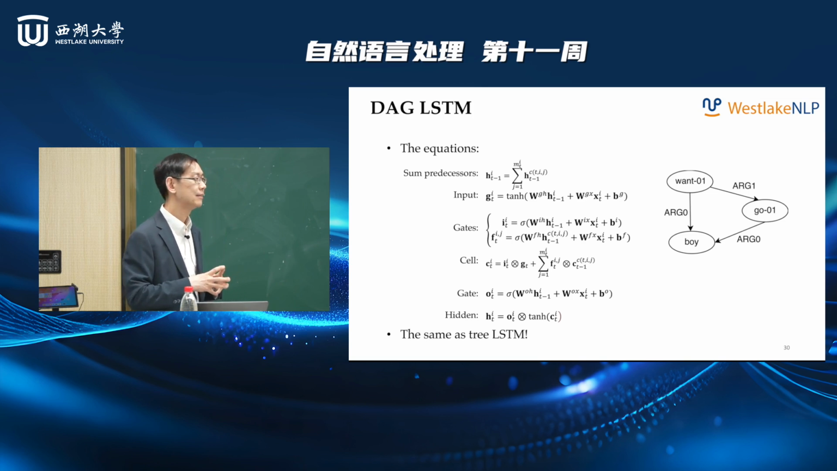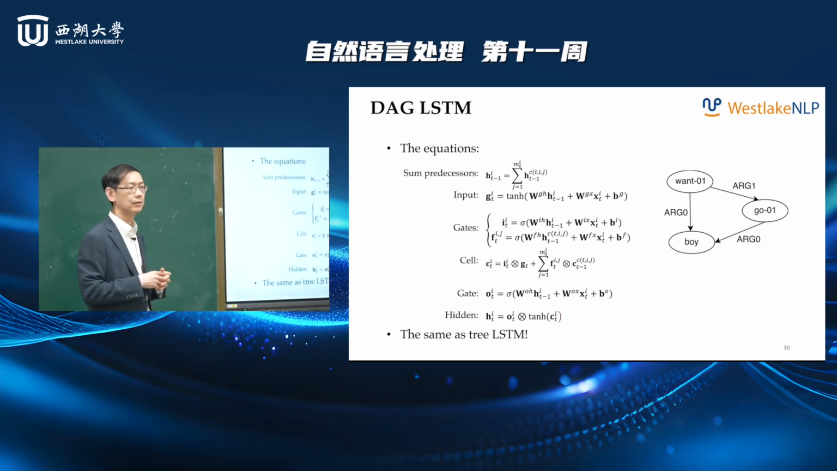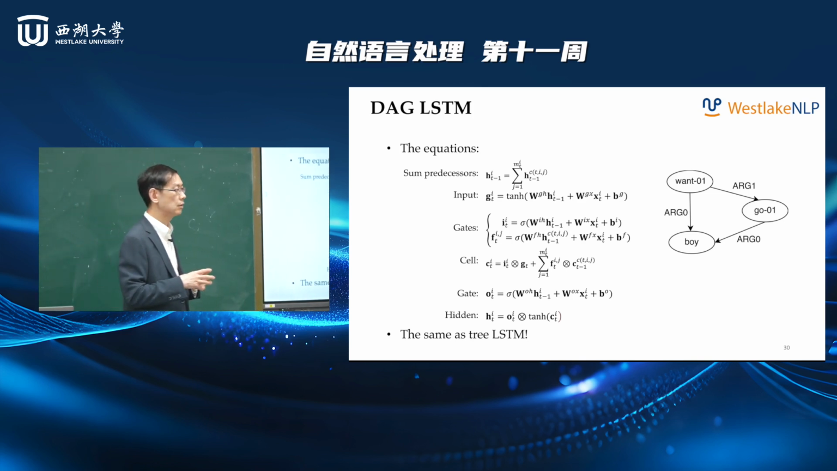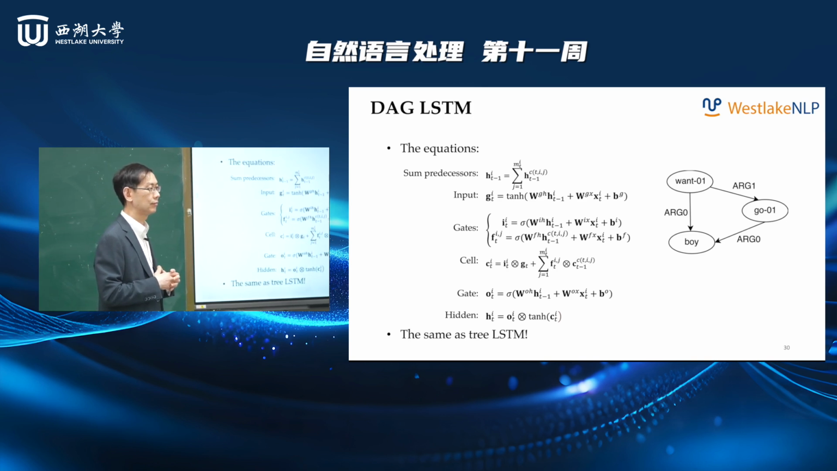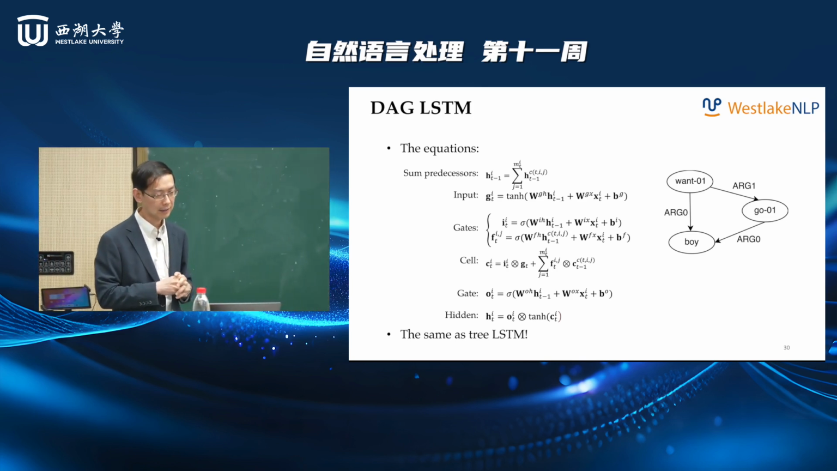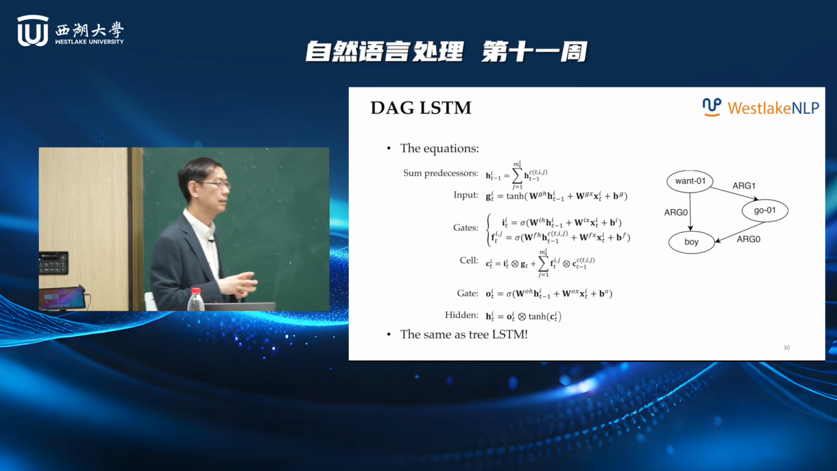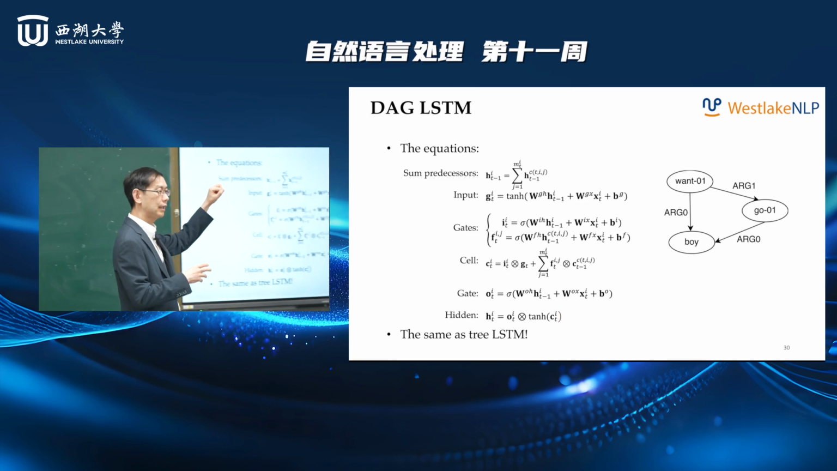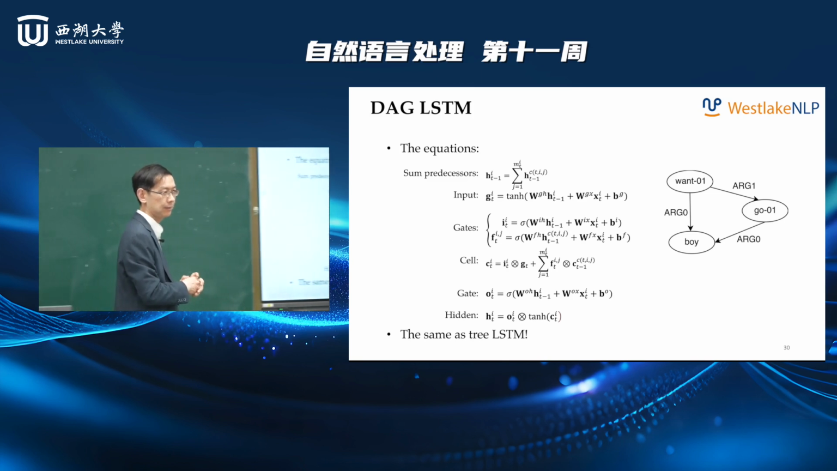But wait, some of you may notice, this is exactly the same as child-sum tree LSTM. But for encoding DAGs, what's the difference? Why do we have exactly the same equation as tree LSTM? This is because it's directed, right? So I only consider collecting information from children. I never collect information from parents.